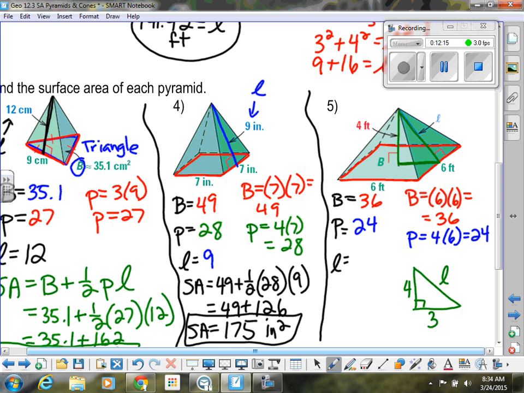So we've already done this Pythagorean theorem up above, right above it. 3 squared plus 4 squared equals L squared. So you can see that we're going to get L equals 5. So L equals 5, our slant height.